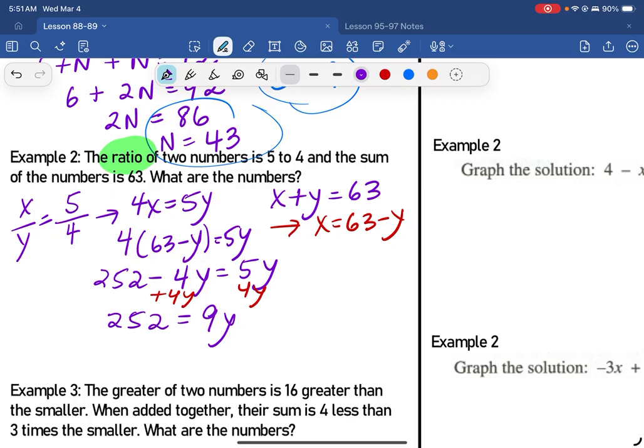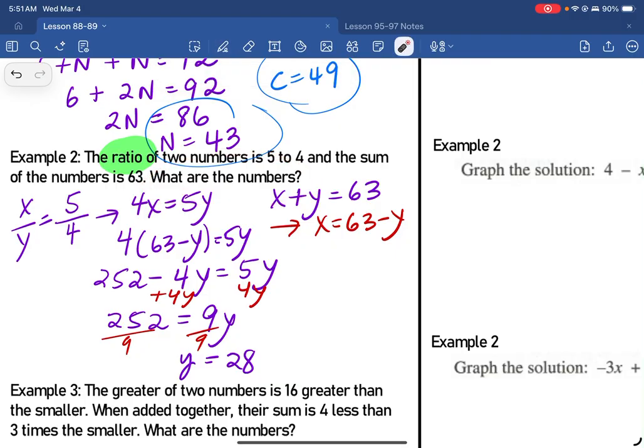So let me divide both sides by 9. And we get y to equal 28. Now, they want to know both numbers. See up here, it says what are the numbers? So though I've solved for y, I need to solve for x by using this right here.